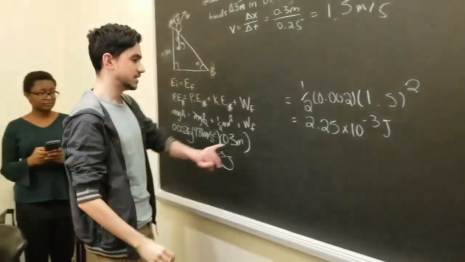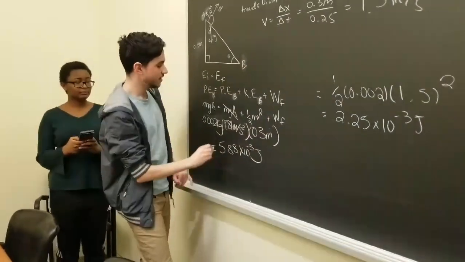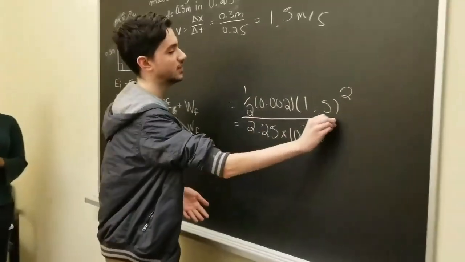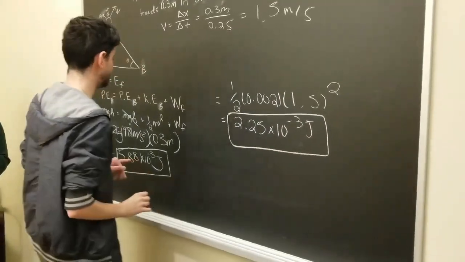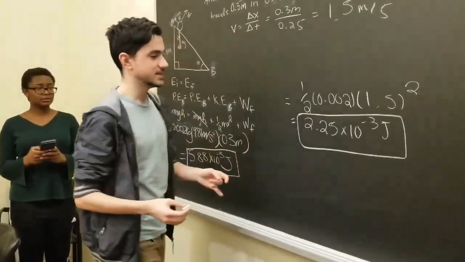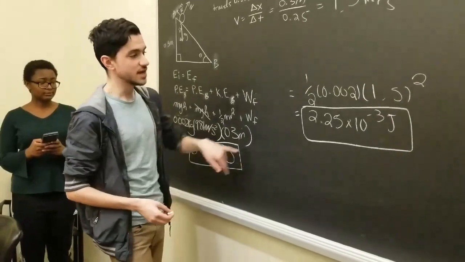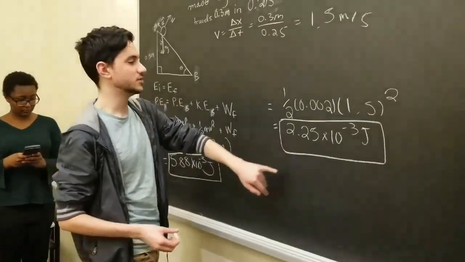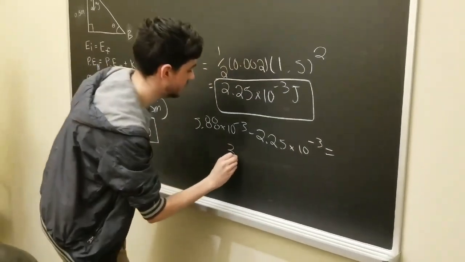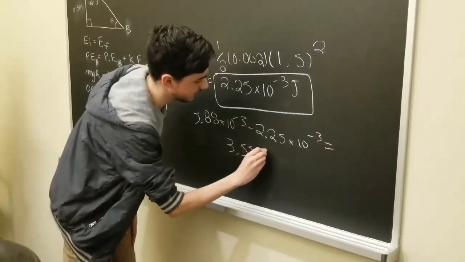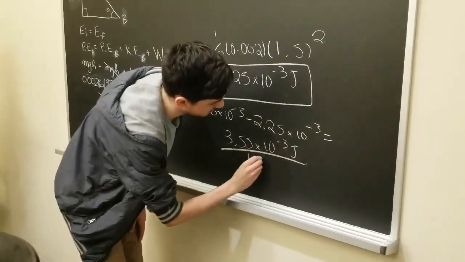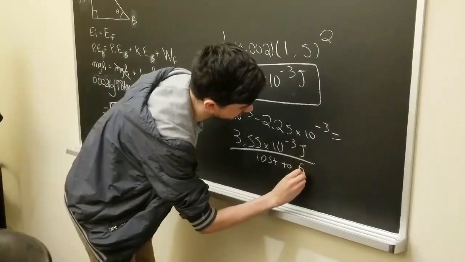So obviously this is not equal to this value here. So we know that there's some energy loss that occurred, and we know that this is due to the force of friction acting on the ball. So we can solve this by taking the initial energy and subtracting the final kinetic energy. That gives 3.55 times 10 to the minus 3 joules lost to friction.